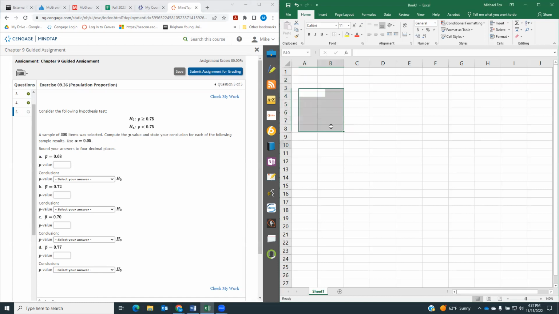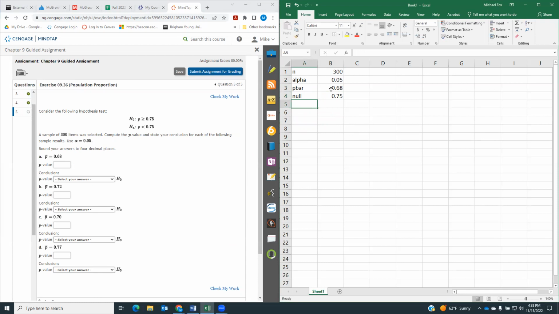So we'll start with what we know. N, our sample size, is 300. We know the alpha is 0.05. And then our P bar, which is our sample proportion, it looks like it's going to change each time. So for this one, it's 0.68. Oh, and our hypothesized proportion, or our null proportion, is 0.75. All right, so I think that's all the info it gives us.